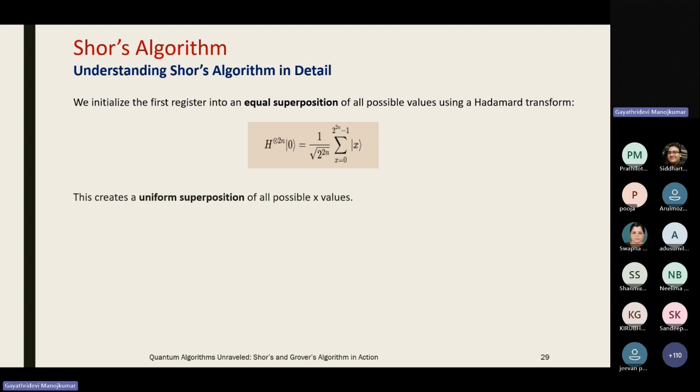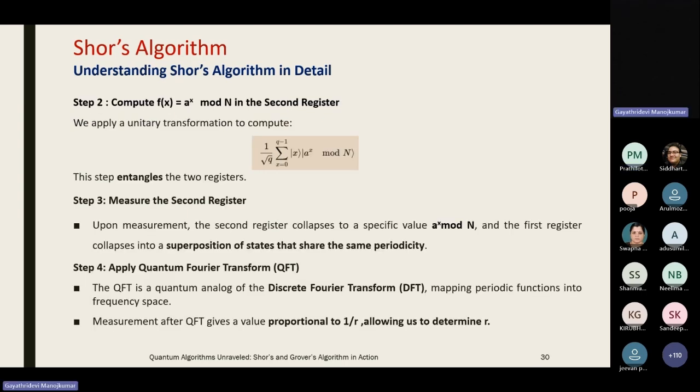With the help of a Hadamard gate, we will set up an equal superposition. That is, we apply the Hadamard gate so that it maintains the uniform superposition over all possible x values. It takes all the states and maintains the uniform superposition in all possible x states. This is considered within the first register.